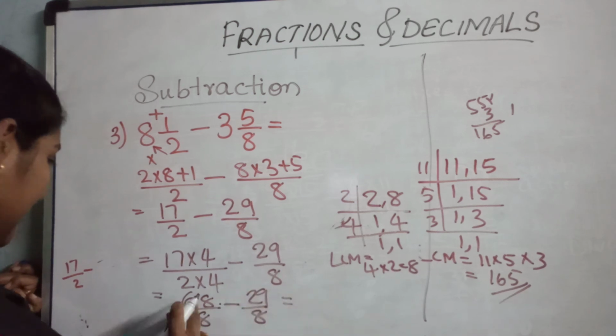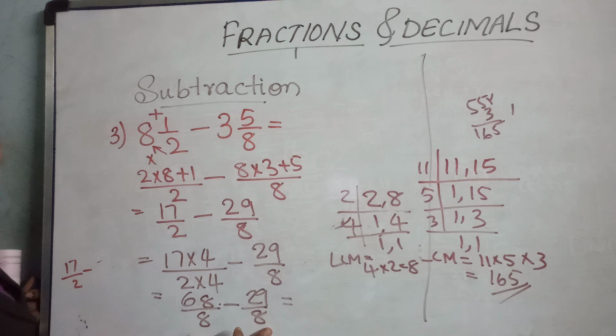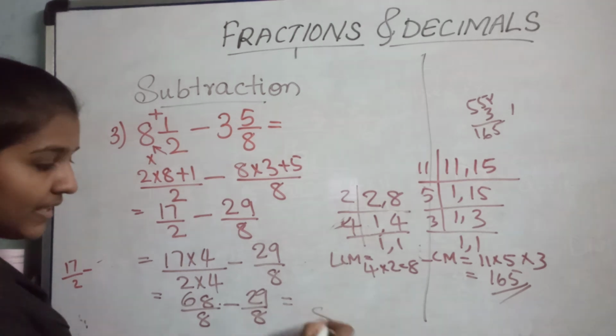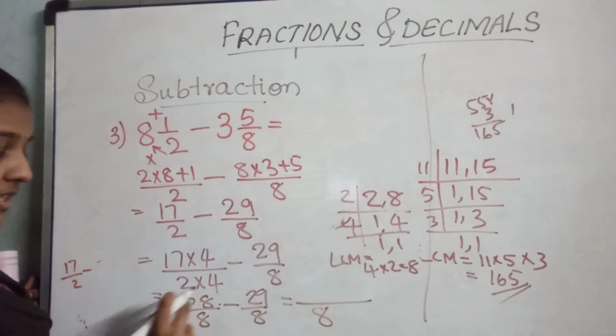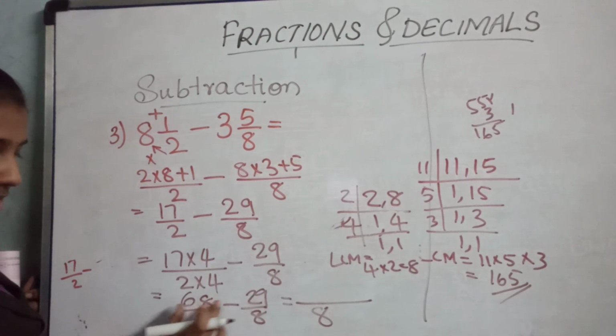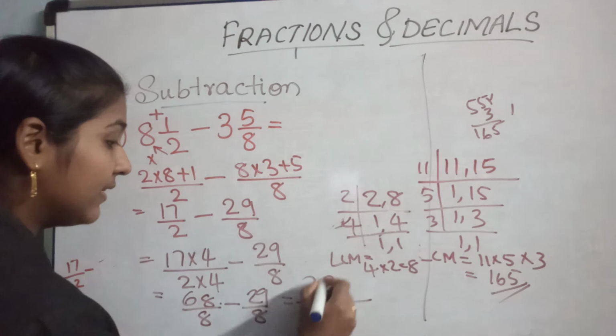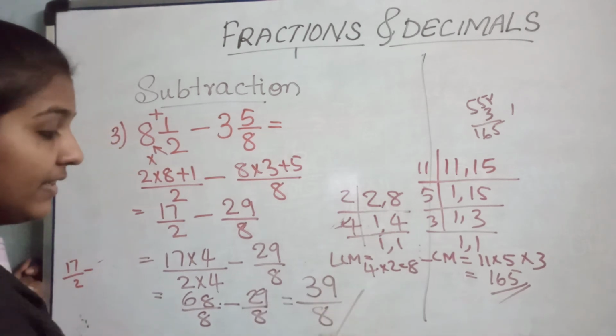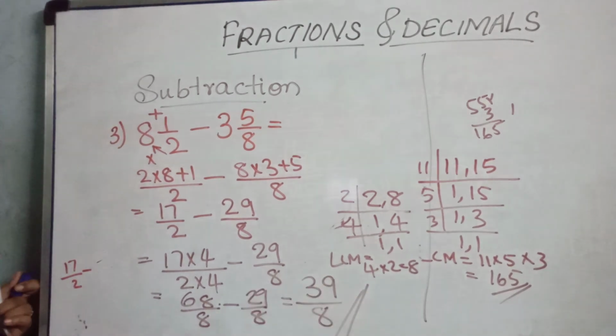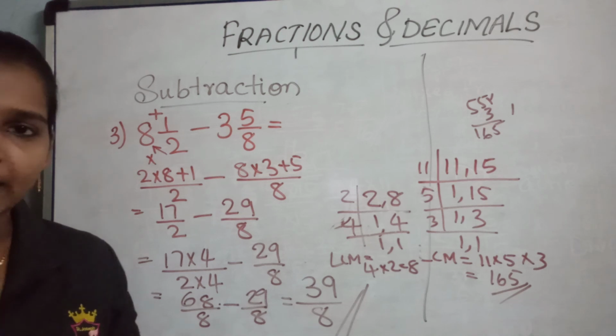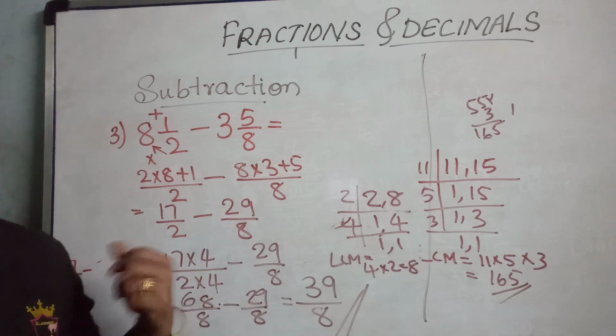Okay. So now these two are like fractions, isn't it? 68 by 8 and 29 by 8. Now both are like fractions. So you can write the same denominator and subtract the numerators together. That is 68 minus 29 you can do, and after that you will get the answer 39. Got it? So this is the answer, 39 by 8. Okay. So this is the way to subtract mixed fractions. Is it clear, children? Okay. So everyone study this also well.